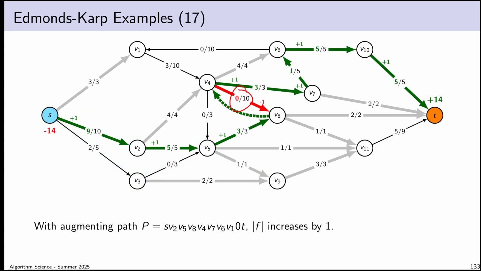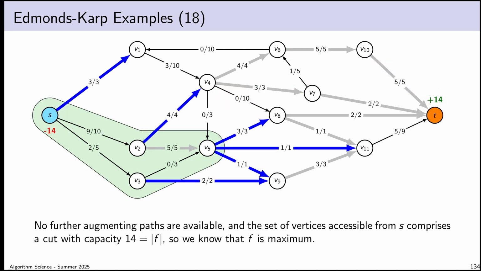How do we know? So it has value 14. How do we know that it's maximum? Well, we just try running one more step of the algorithm. We take a look at what vertices I can reach by edges that are not saturated. So I can get to S, V2, V5, and V3. And that provides us a cut. If I look at the capacity of that cut, it's 3 plus 4 is 7, plus 3 is 10, plus 1 is 11, plus 1 is 12, plus 2 is 14. So I found a cut with capacity 14. That is the same as the value of my flow. So I have a maximum flow and a minimum cut.